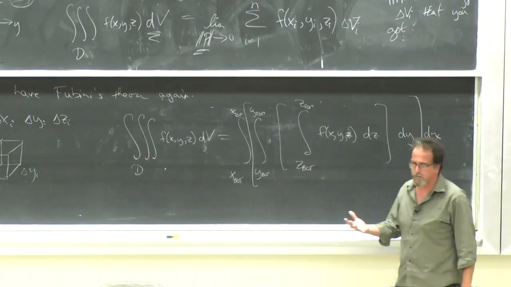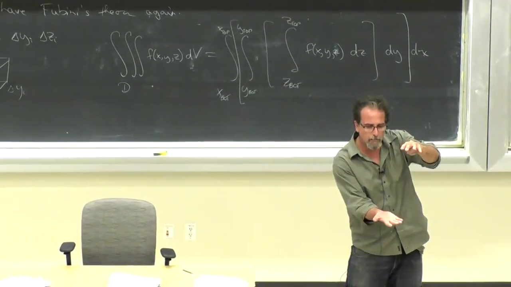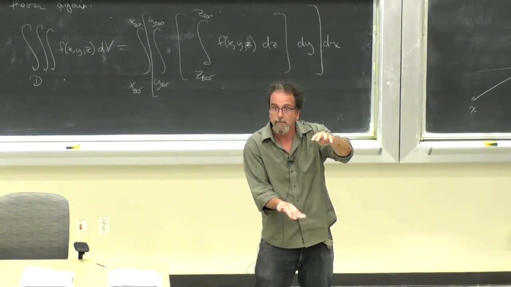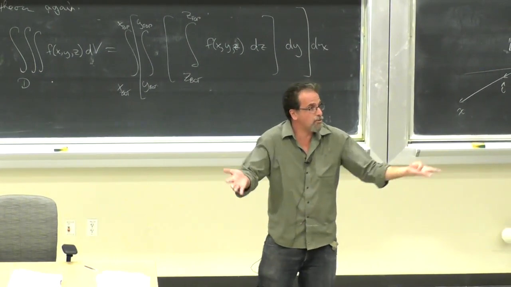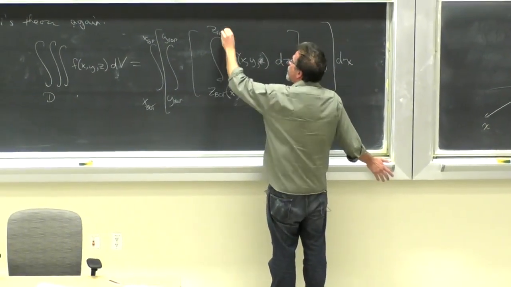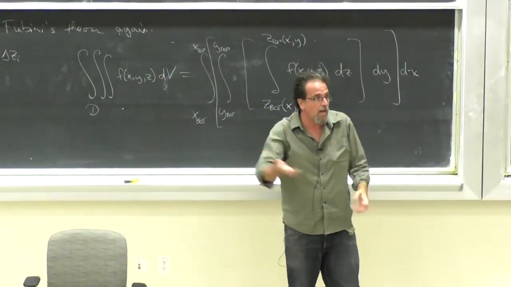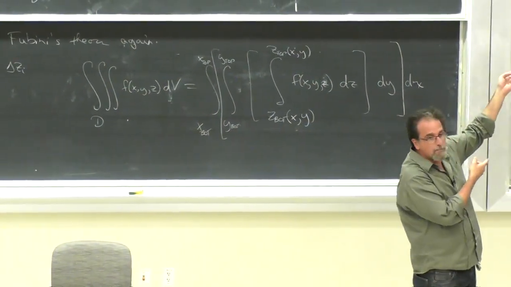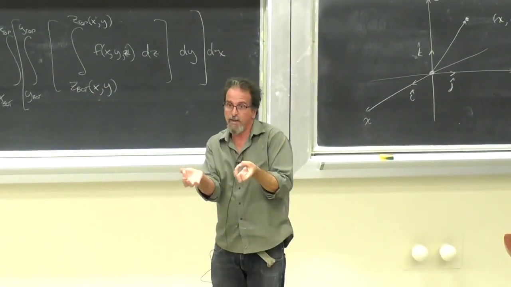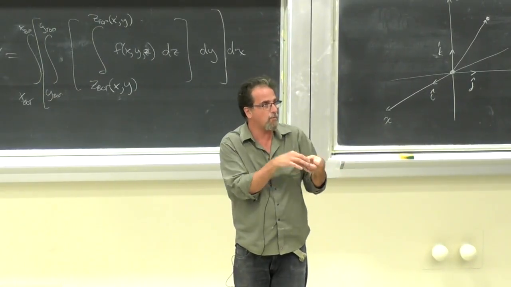But how does this work? You're going to integrate from z bottom, but z bottom can depend on where you are in the xy plane. It's a surface, some lower surface. So in general, this will depend on x and y, and this will depend on x and y. In the case that it was a plane, with a plane equation ax plus by plus z equals 0, you just solve that for z of x and y, as you would in any other instance. That was an implicit relationship, and you would make it explicit.